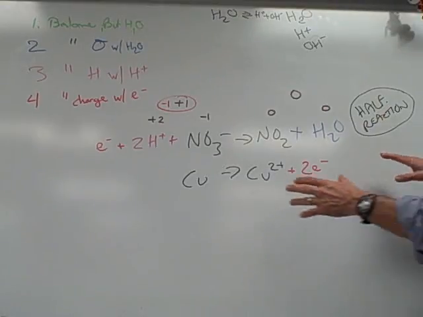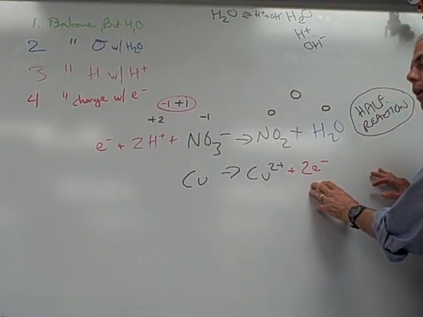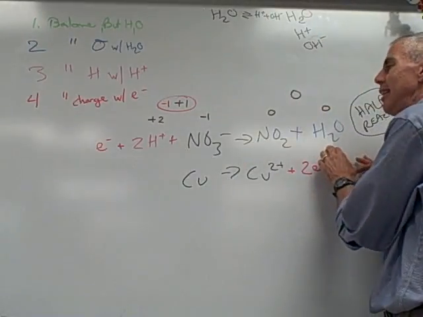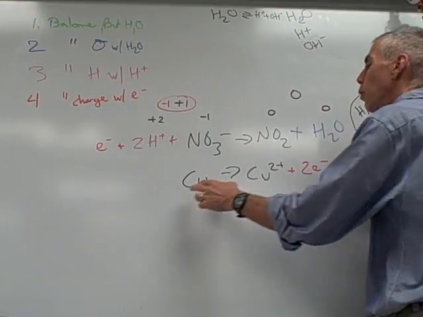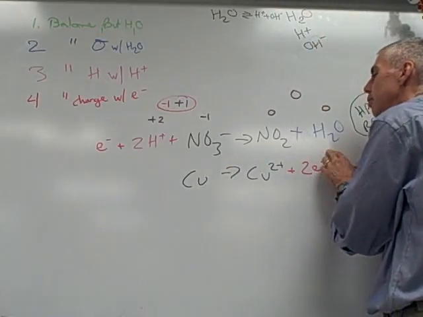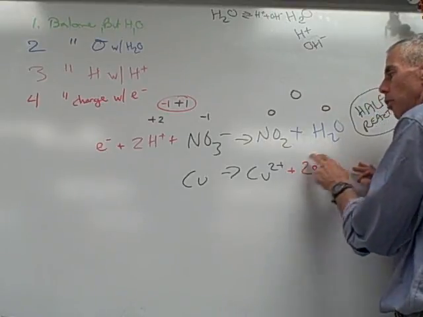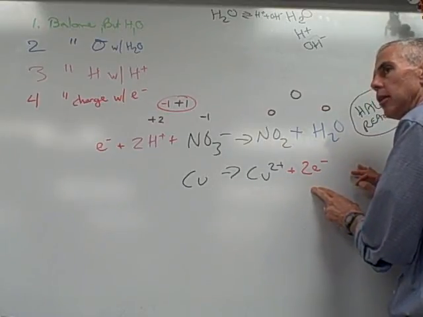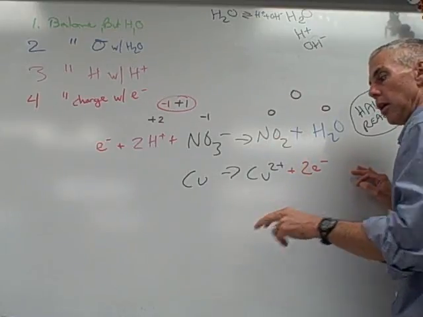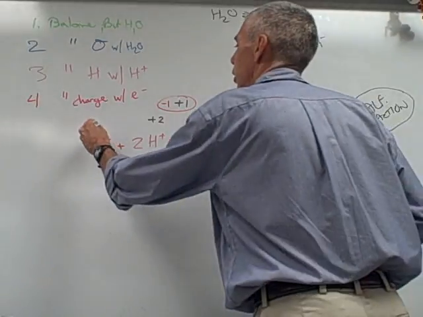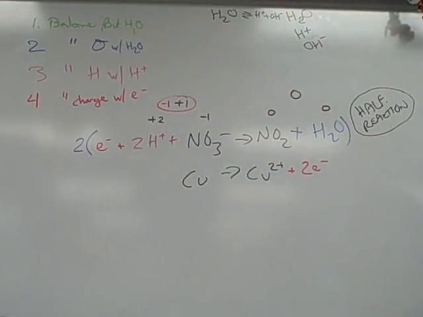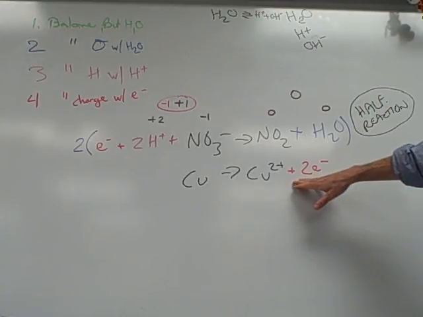Well, how many electrons is copper giving away? 2. How many is each of these reactions taking? 1. So how many times does this reaction have to happen compared to the number of times this reaction happens? For every 1 time this happens, this will happen twice. So in other words, this whole reaction is going to happen 2 times every time this reaction happens once.